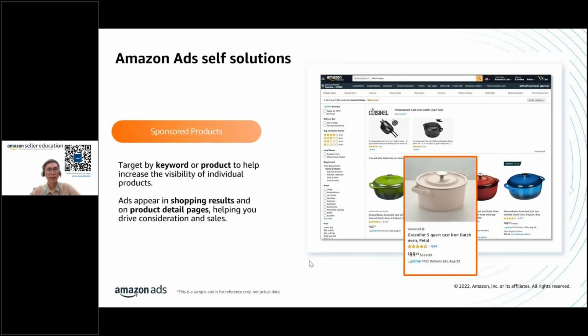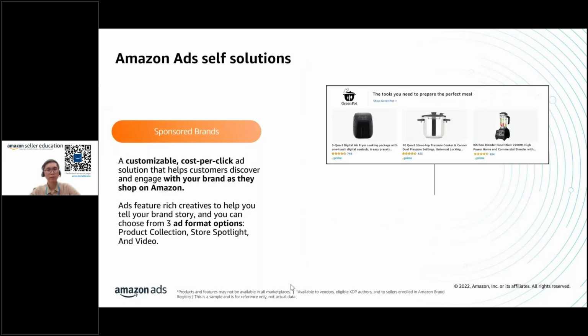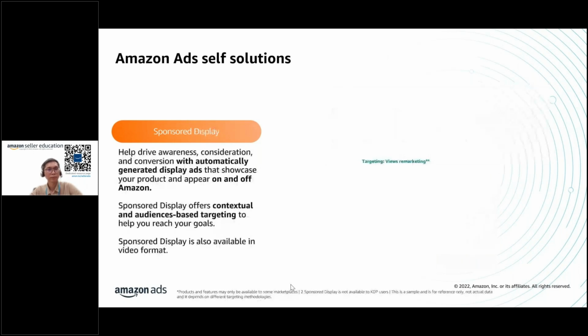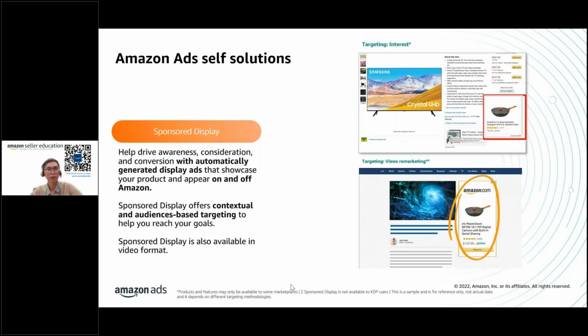Sponsored brands, like the name says, really help give your brand more visible branding. You appear with three products, and it directs to the brand page when you click on it. There are different ad formats, such as product collection, etc. And sponsored display offers contextual and audience-based targeting.